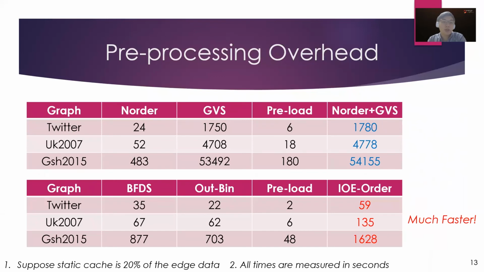And this slide shows the pre-processing cost where all times are measured in seconds. The static cache in this slide is assumed to be 20% of the edge data. So we can observe that although the BFS generally requires more time than unordered, the out-degree bin is much faster than GDS. Therefore, if we sum all the processing costs, the overhead of IOE-Order is much lower than unordered plus GDS.